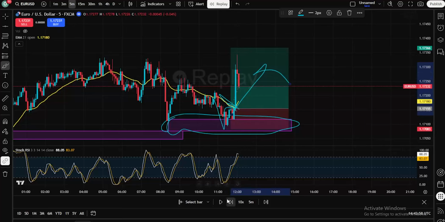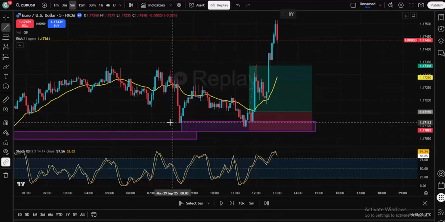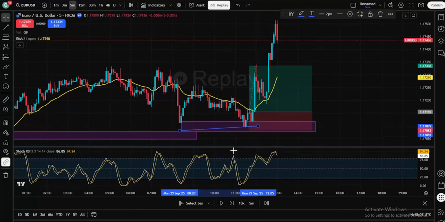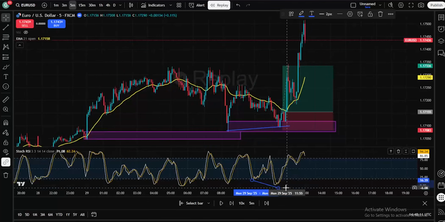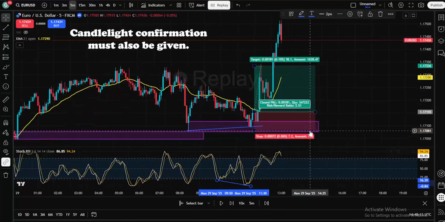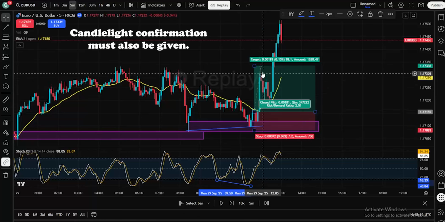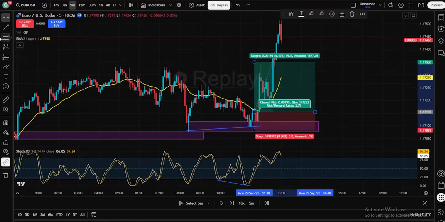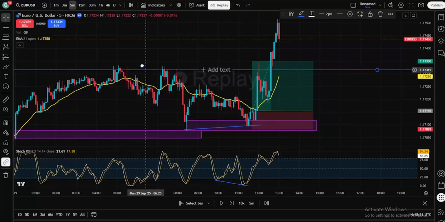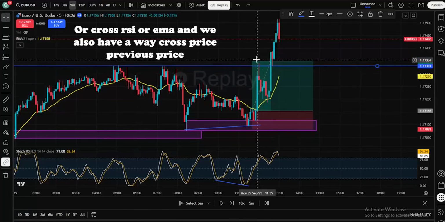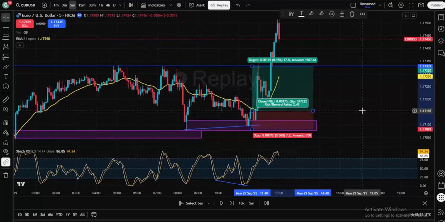Ideal entry point: a strong green candle with an open above the EMA, a bullish cross of the Stochastic RSI in the oversold zone, and confirmation from the previous candle, for example, with a lower shadow or a reversal candle. Exit point: price touching the EMA after growth, or a negative cross of the Stochastic RSI in the area above 80.